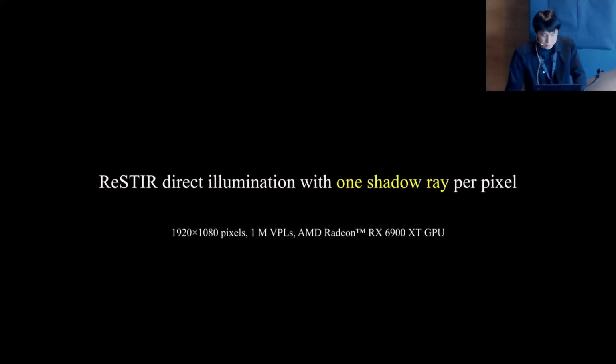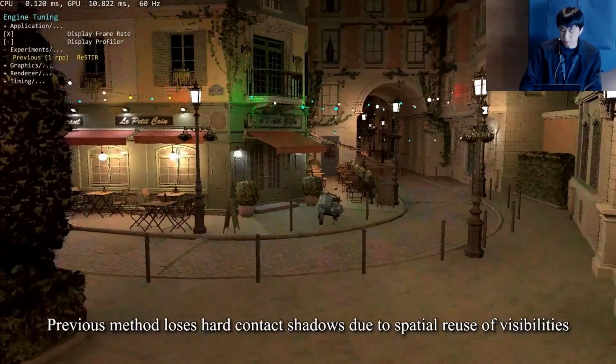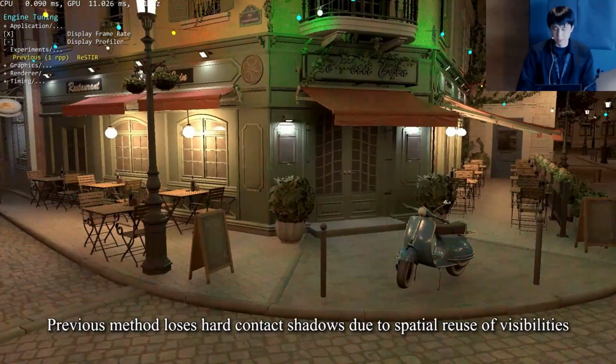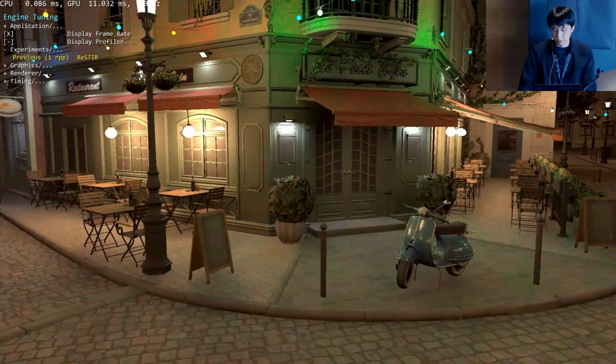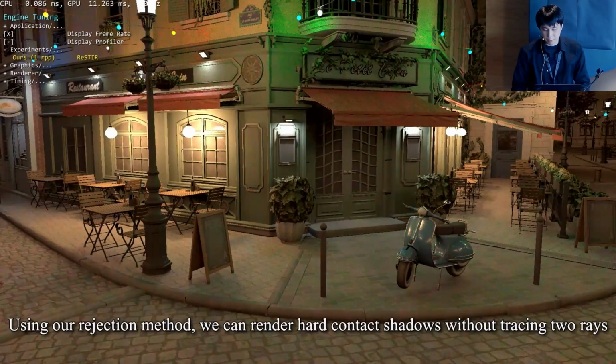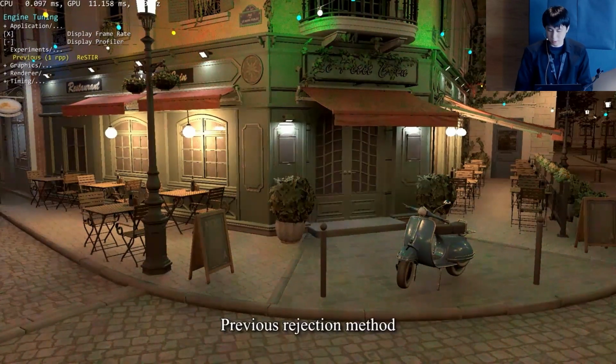Okay, next, I'd like to show the case for 1 ray per pixel. For this aggressive visibility reuse, the previous method loses hard contact shadows. Using our method, we can render hard contact shadows without tracing 2 rays per pixel.